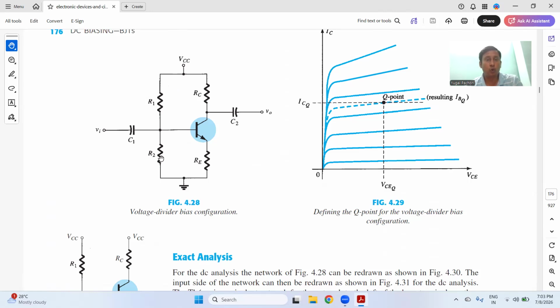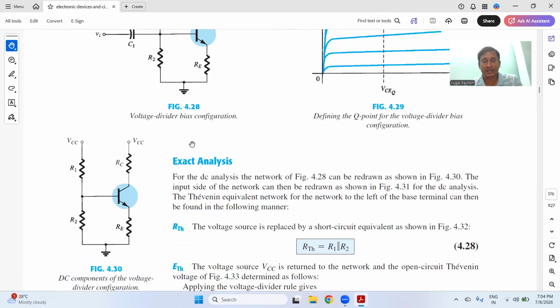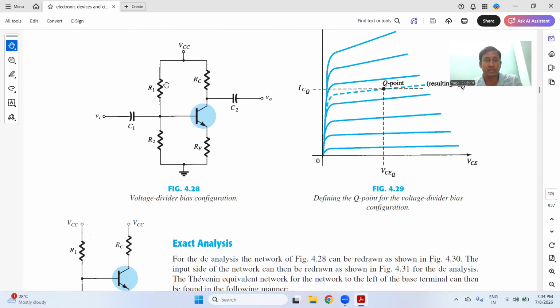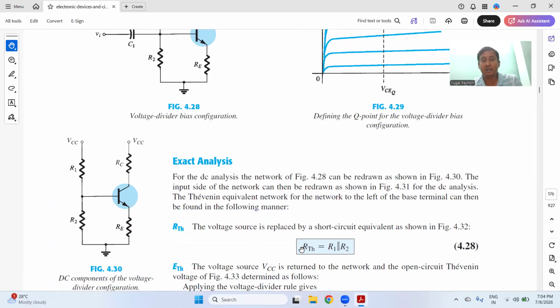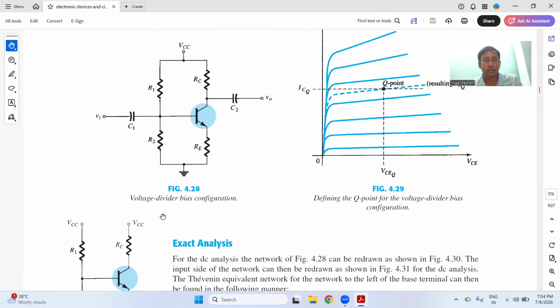So you have to find out the open circuit resistance. Then you have to do the analysis. For the exact analysis, you have to find out the Thevenin resistance, which is given by R Thevenin equal to R1 parallel R2. And if you are a student of electrical or electronics, you can easily understand there is an open circuit. And if there is an open circuit, this is blocked, and the current is divided into this side and into this side. It means these two resistances R1 and R2 are working in parallel.